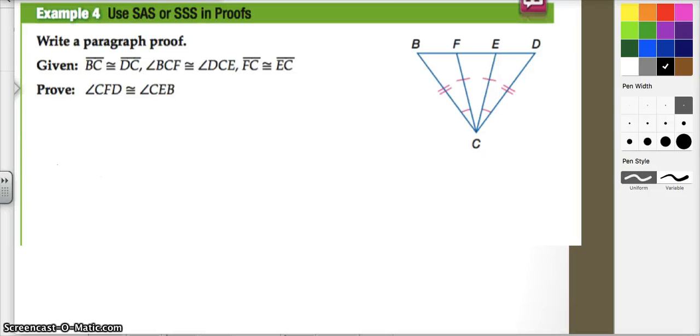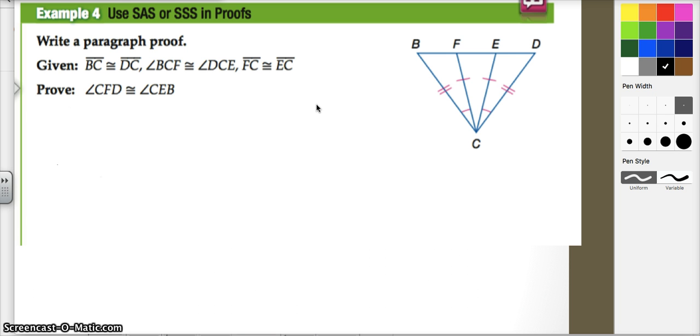Right, this is our second video in section 4.4, and we're looking at the last example. We were asked to write a paragraph proof, and before we start any proofs, I like to mark our picture, and this picture has been marked for us. I also like to think of a plan of approaching the proof. We've been working with SAS and SSS. Use SAS or SSS, they're telling me in this proof.